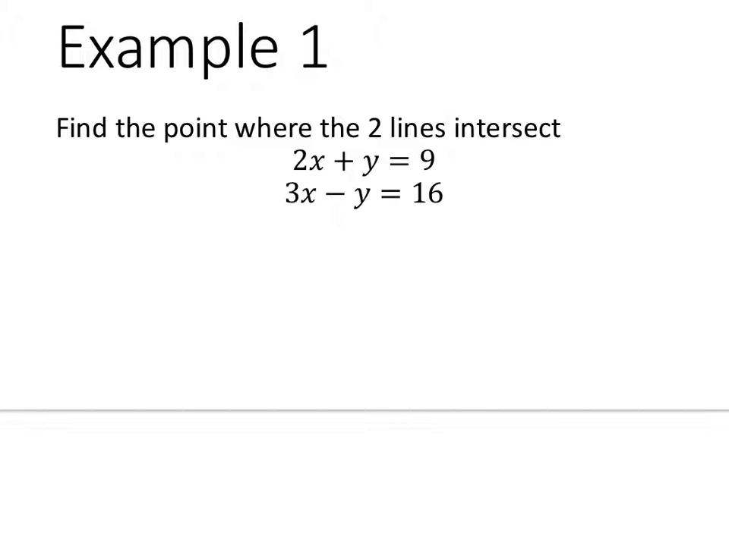I have 2x and 3x, which would give me 5x, so that won't cancel out. But I have a positive y and a negative y. A positive 1 and a negative 1 are exact opposites of each other, which means that these two terms, when added together, will cancel itself out. So once I identify a variable that will cancel itself out, I'm going to add the problems together.